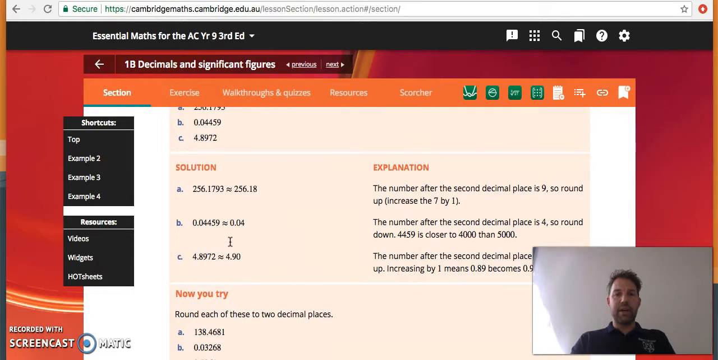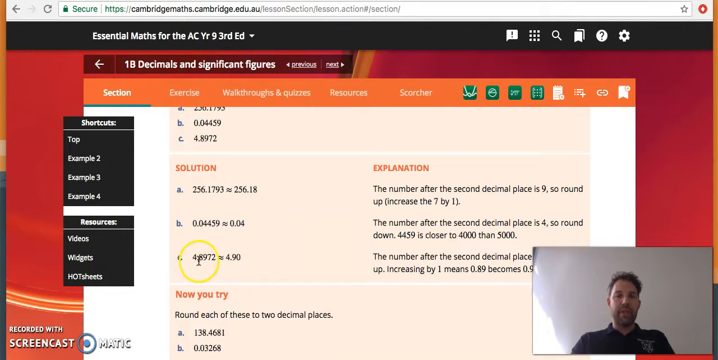The next one here of 0.04459, again we only want 2 numbers after the decimal, not 1, 2, 3, 4, 5. So the second number, we think, are we going up to 5 or leaving it at 4? The next number, the third one, is 4, that's below 5, so we're going to leave it at 0.04.